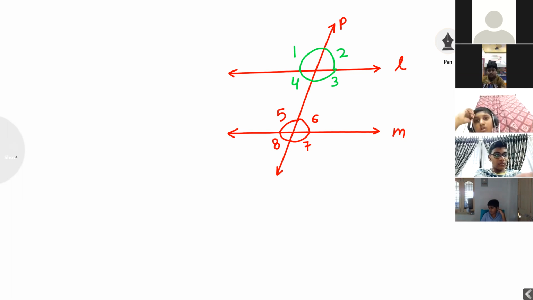In this figure, you are observing, students, angle 1 is opposite to angle 3, angle 2 is opposite to angle 4, angle 5 is opposite to angle 7, angle 6 is opposite to angle 8. Or I can say angle 3 is opposite to angle 1, angle 4 is opposite to angle 2, angle 7 is opposite to angle 5, angle 8 is opposite to angle 6. If one angle is opposite to another angle, that is called vertically opposite angle. Left side keep heading, vertically opposite angles.